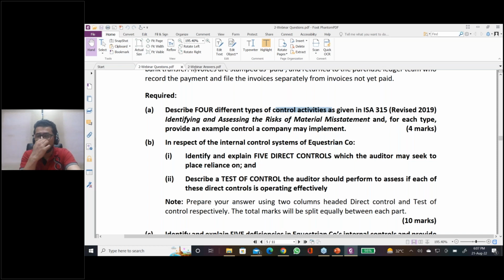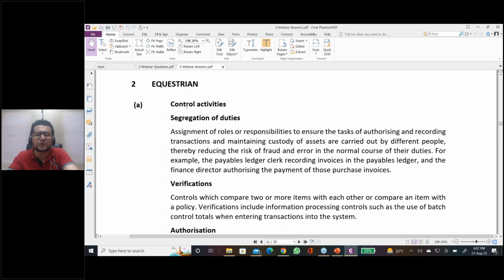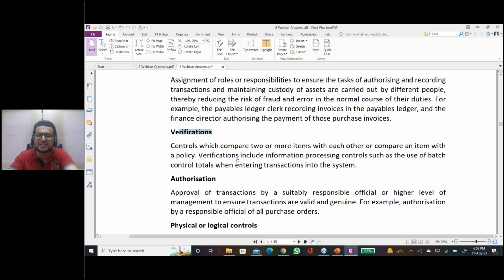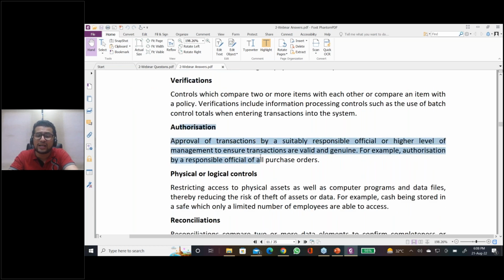So in order to get 4 marks, you need to write one solid sentence on each and every one of them. So this is a straightforward bookish knowledge based question. For example, you could write a sentence or two on segregation of duty. You could explain what verifications are. You could explain what authorizations are.